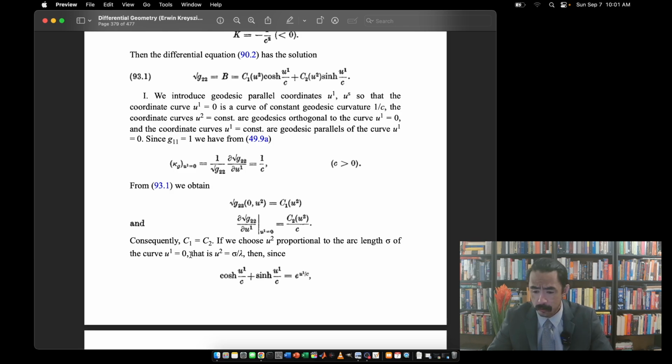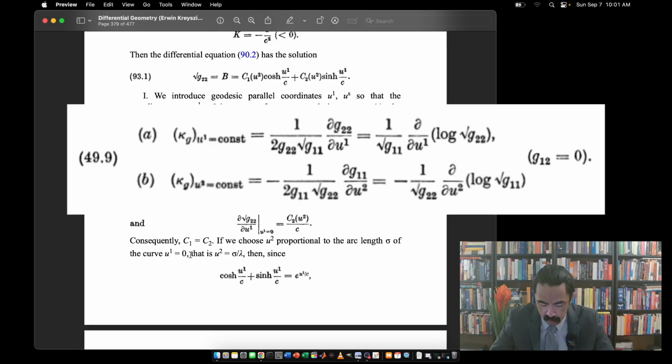Now, since the coefficient of the first fundamental form that I talked about, g sub 1 1, equals 1, then we have from expression 49.9a, which is a statement for principal curvature with geodesics here, kappa sub g of the curves u1 equal to a constant equals 1 over 2 times g sub 2 2 times the square root of g sub 1 1, times partial g sub 2 2 partial u1, which then is equal to 1 over the square root of g sub 1 1, times the partial with respect to u1 of the logarithm of the square root of g sub 2 2.